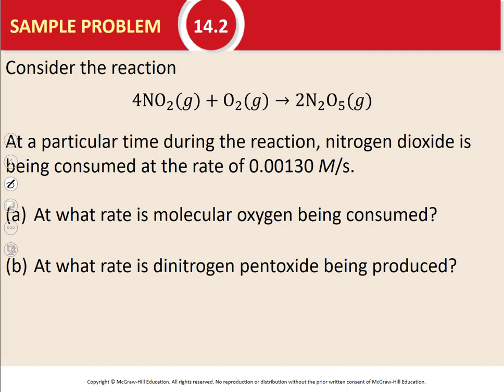So in this question, it says, consider the reaction 4 nitrogen dioxides plus oxygen makes 2 dinitrogen pentoxide. At a particular time during the reaction, nitrogen dioxide is being consumed at a rate of 0.00130 molar, that's our concentration unit, per second. At what rate is molecular oxygen being consumed, and at what rate is dinitrogen pentoxide being produced?